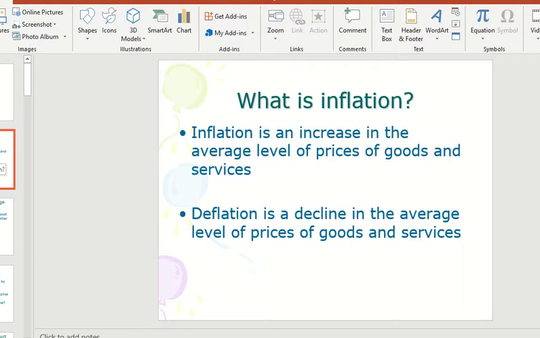What is inflation? Inflation is an increase in the average level of prices of goods and services. Sometimes in our course, we will also use the words general price level instead of the average price level. Sometimes, because we are in a macroeconomics class, we simply say the price level. Deflation is the opposite. Deflation is a decline in the average level of prices of goods and services.